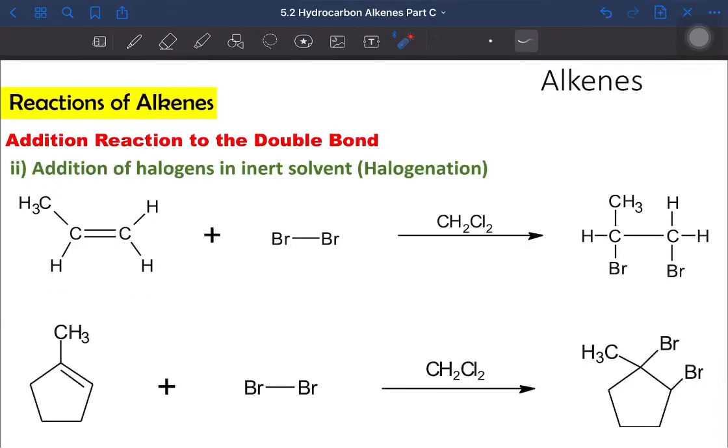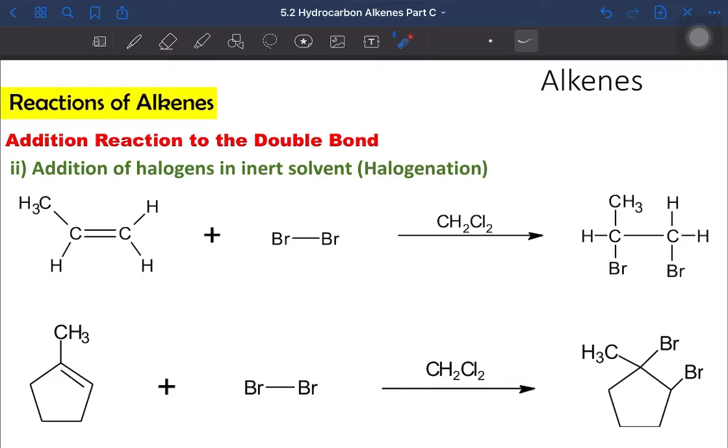Now let's look at the second addition reaction of alkene, which is the addition of halogens in inert solvent, or we call it halogenation reaction. Alkenes can react with halogens at room temperature and even in the dark. The halogen is usually dissolved in an inert solvent such as dichloromethane CH2Cl2 or CCl4. The example of halogen used is usually chlorine or bromine.